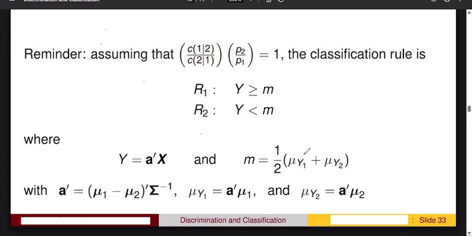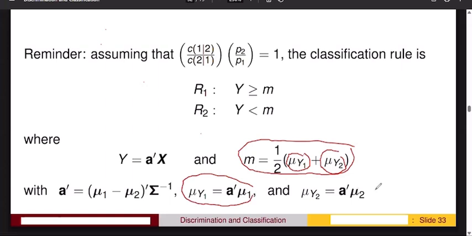Okay, before I can get M, I need to first get this guy and this guy. And this is the way to get this guy. Can you see them? And you know the mu1 and mu2, right? Mu y1 is different from mu1. The mu y1 is a prime multiplied by mu1.